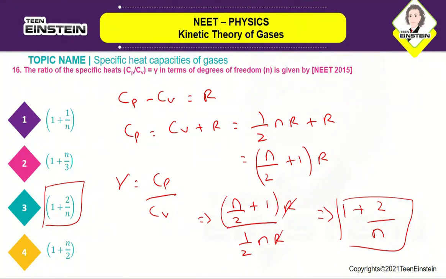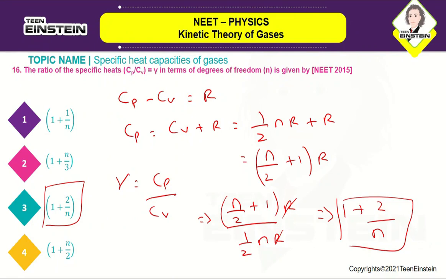So on solving this, you are taking Cp minus Cv is equal to R, and Cp is equal to Cv plus R, and Cv you know it is 1 by 2 nR. So you're going to substitute that here and find out the Cp value, and the ratio of Cp and Cv is given in terms of degrees of freedom n. So they want us to calculate the ratio of Cp by Cv in terms of degrees of freedom n. So it is 1 plus 2 by n.